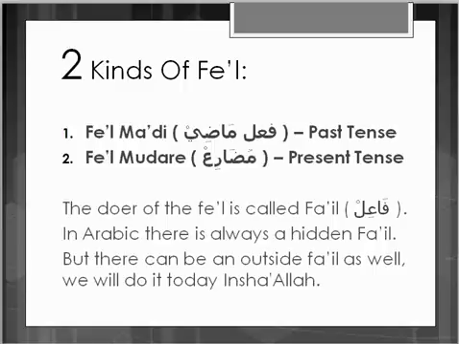The doer of the fe'l is called fa'il. Like in nasara, who is doing the work? He is doing the work. That he is the fa'il. In Arabic there is always a hidden fa'il, but there can be an outside fa'il as well. Like you may ask, okay, I understand nasara he helped, nasartu I helped. What if I want to say Allah helped? We'll learn that too, Insha'Allah. So how to use it if you want to mention by name who helped.